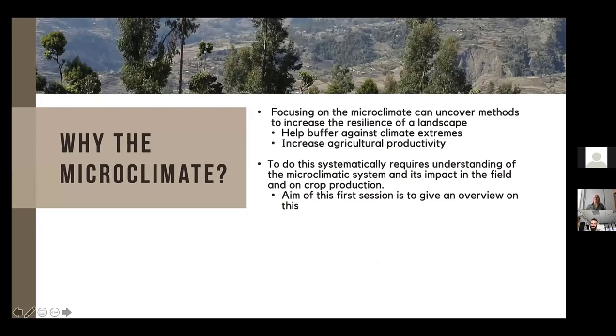Yeah, so why the microclimate? Well, focusing on the microclimate can thus uncover methods to increase the resilience of the landscape. And this can thus buffer against the climate extremes as a result of global climate change. And as a result, this then increases the agricultural productivity. But to do this more systematically really requires understanding of the microclimatic system and its impact in the field and on crop production. And therefore, the aim of this first session is to give an overview of the system and how this works so that interventions can be done to the system.